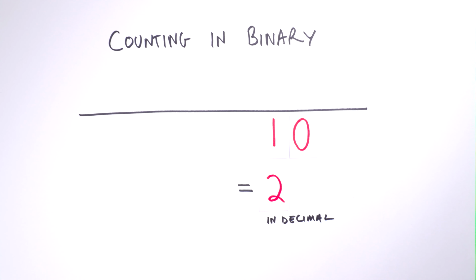Okay, so we only got to 2. What comes next? Well, we do have room to increase the units column by 1 here, so the third binary number we can write as 11.